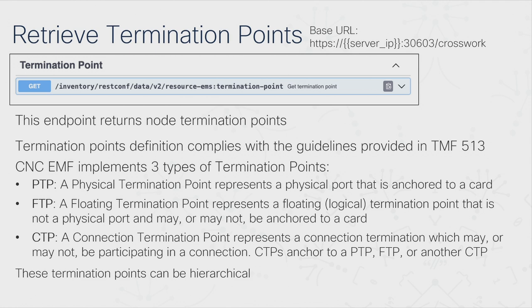To give you an example, those might be, of course, the Ethernet interfaces. In those cases, those will be termination points anchored to a card, but there will be other termination points that will not be anchored to a card. For example, loopbacks will also be reported as floating termination points. And finally, connection termination points. Those are a subset of the floating termination points, basically termination points that are used to terminate, for example, an IP link or optical link. But I will give an example in a couple of slides.